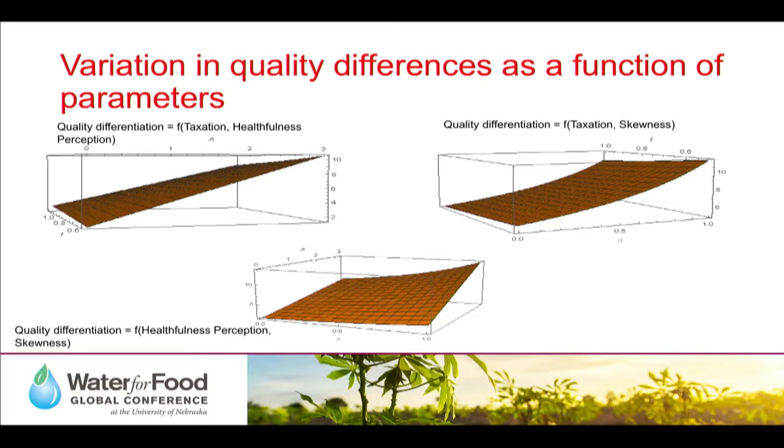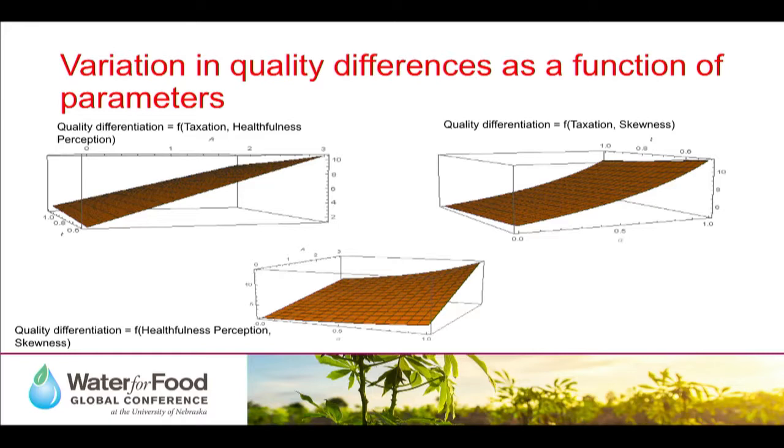We look at results in terms of three main parameters. One is how much is the importance associated with healthfulness messaging, what is the role of taxation, and finally, what is the extent of skewness of consumer distribution towards more healthful products. And we look in terms of three outcome parameters. One is extent of product differentiation, what's the impact on profits, and what's the impact on social welfare. So as you can see in these pictures, there are these nonlinear effects. Okay, so in terms of the results, what can we see?